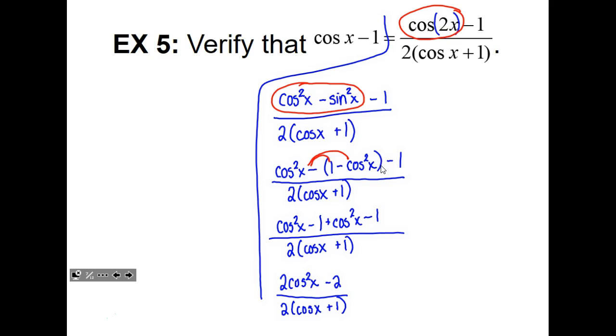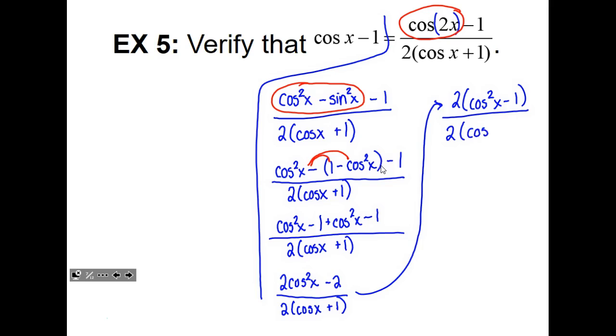What would we factor, Chloe? Okay, we can factor what? You can't pull a cosine out. You can factor out a 2. So I'm going to go back up here because I'm running out of room. So I have 2 times cosine squared x minus 1 over 2 times cosine x plus 1. And then the 2's will cancel there.